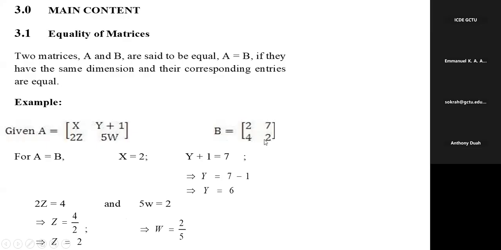And then 5W is in the same position as what? 2. And so 5W is equal to 2. Then we make W the subject. You divide 2 by what? 5. And so W will be equal to what? 2/5. So these are the sensible means by which questions on equality of matrices can be put.